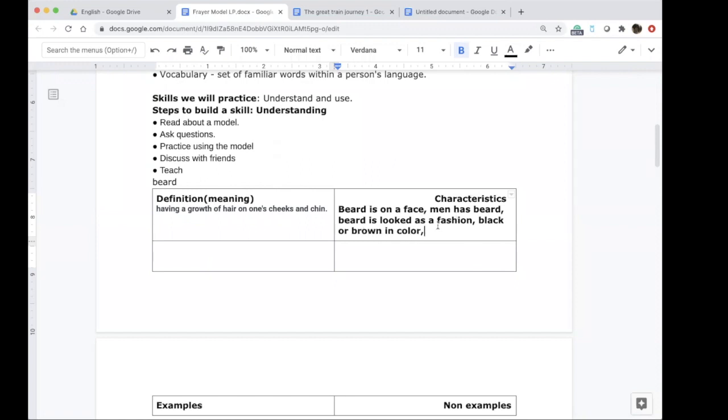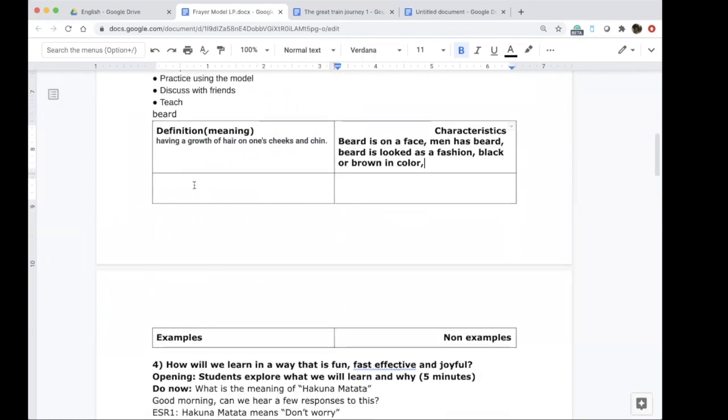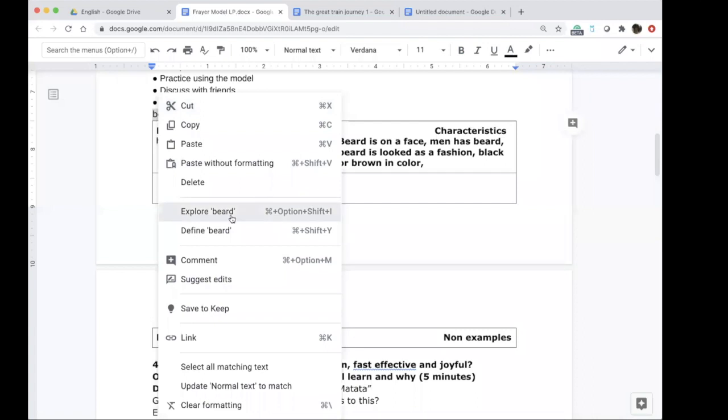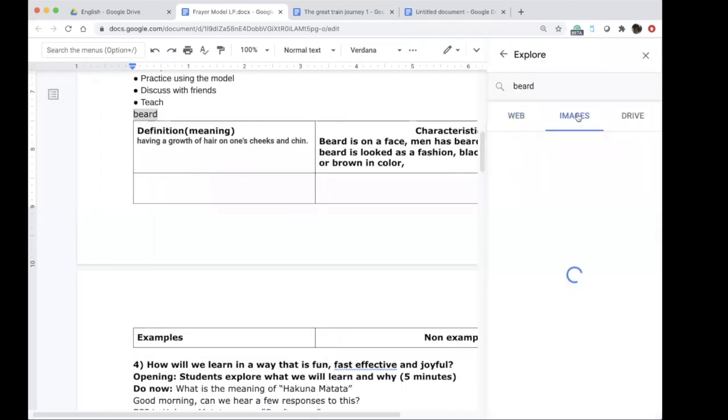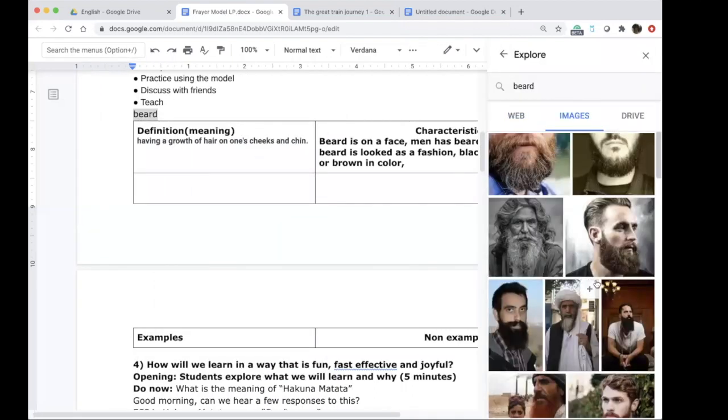So I think these are enough details. We have like 4 or 5 details, so those are enough. We can move on to the next box, which is examples. Can you tell me an example of a beard? What constitutes an example of a beard? Maybe we can just put in some images. Let's see. Are all of these examples of a beard? Do you guys agree, yes or no?